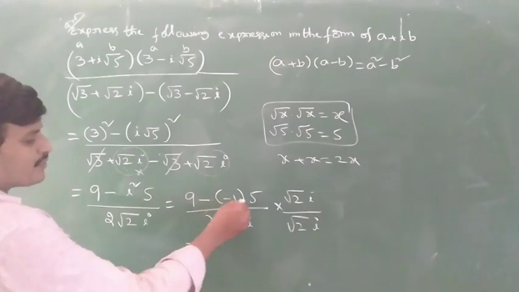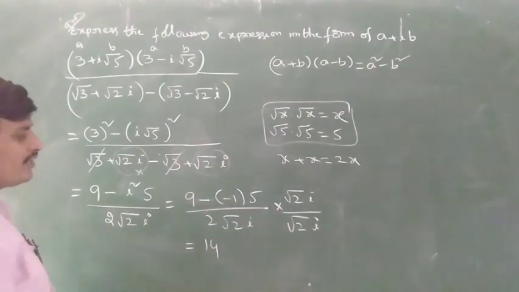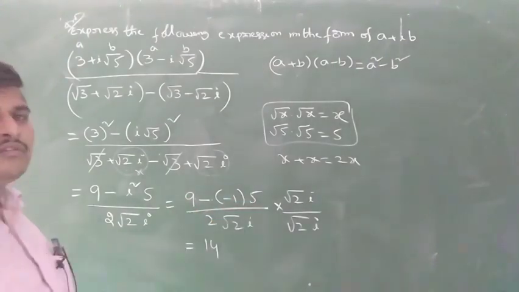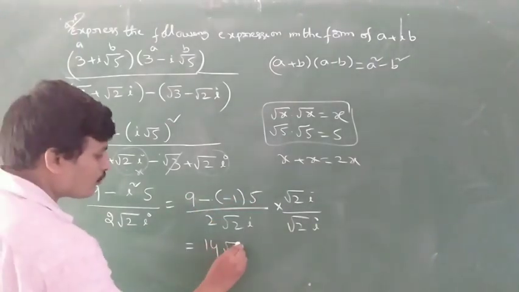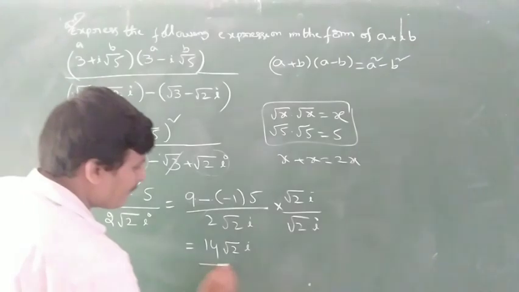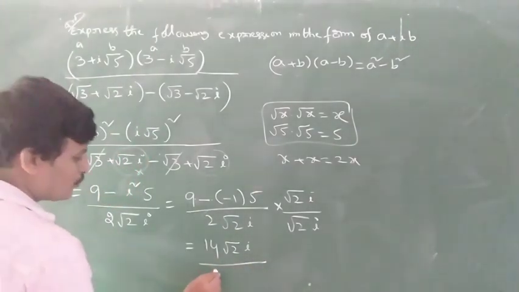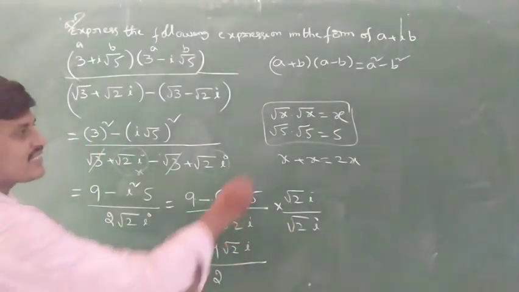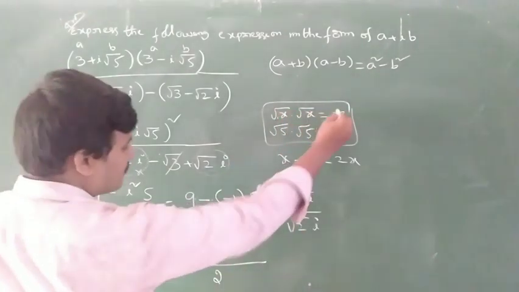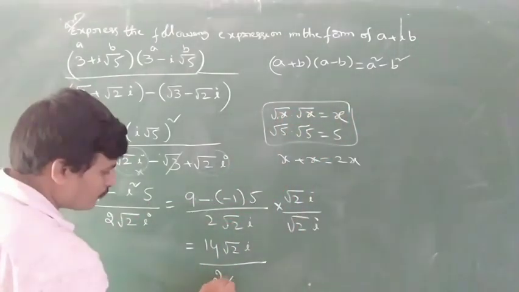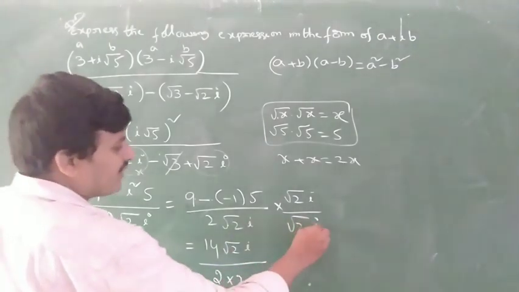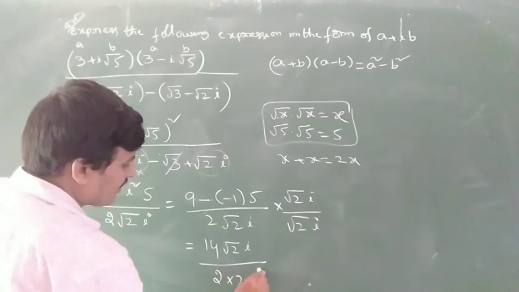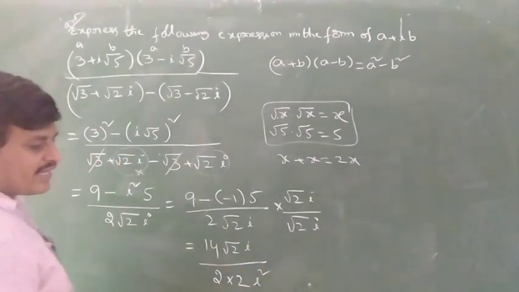So that is equal to 9 plus 5, that is equal to 14. Minus into minus is plus, so 9 plus 5 is equal to 14. 14 root 2i by 2. Root 2 into root 2 is 2, I into I square, I into I square. Don't cancel.